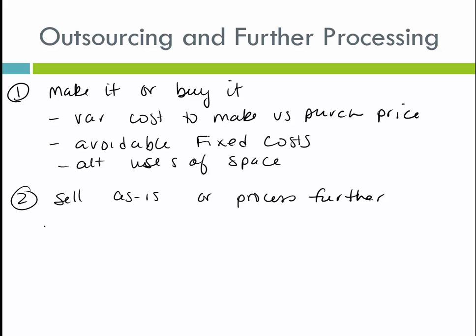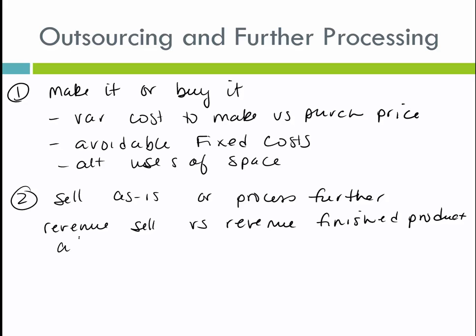So we compare the revenue if we sell it as is versus the revenue of the finished product if I process it further. Clearly I can get more revenue if it gets closer to the end product. But then I also need to consider the additional costs. So basically, the additional revenue versus the additional costs of further processing.